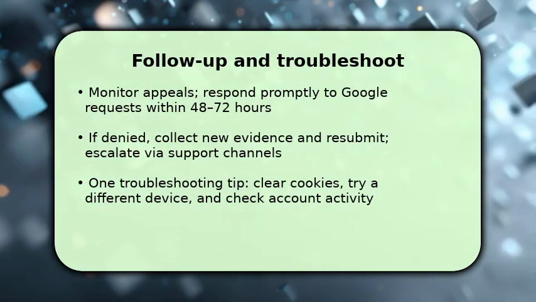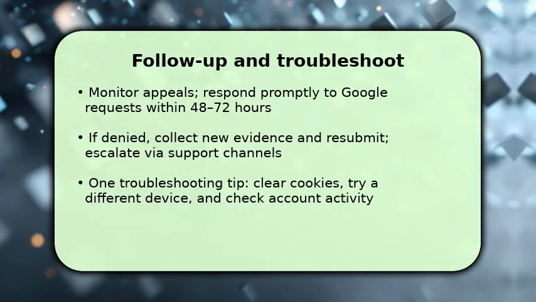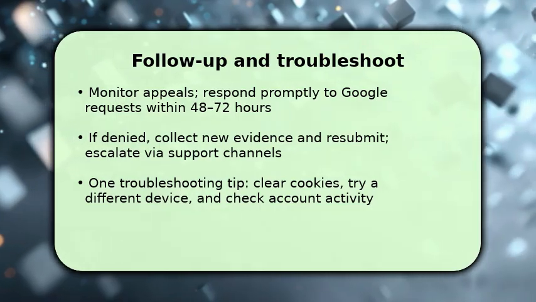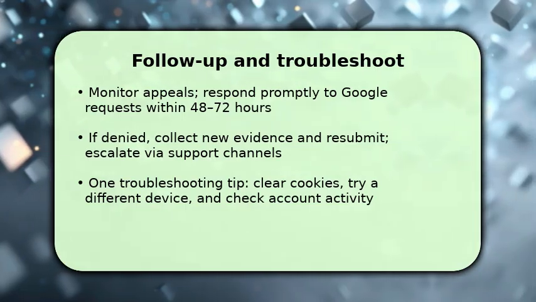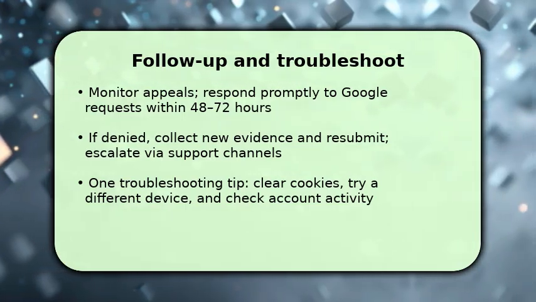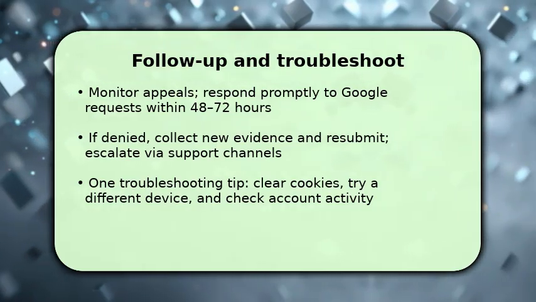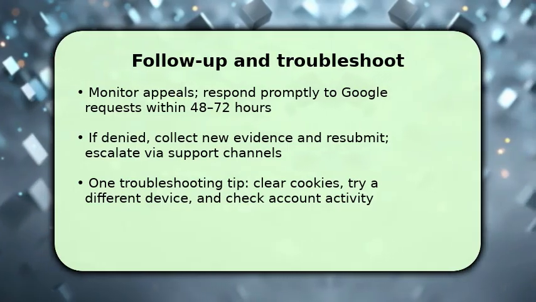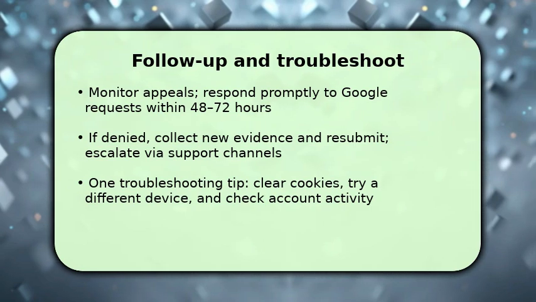Delays hurt your chances. If your appeal is denied, gather additional proof, timestamps, billing, device serials, and resubmit with a clearer explanation. If standard routes fail, try escalating through official support chat or known help channels while keeping records of every communication. One simple troubleshooting move: clear cookies, use a different device or network, and review recent account activity to spot suspicious actions that explain why Google disabled the account.